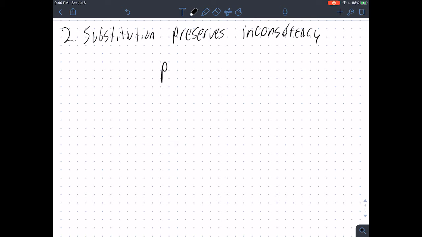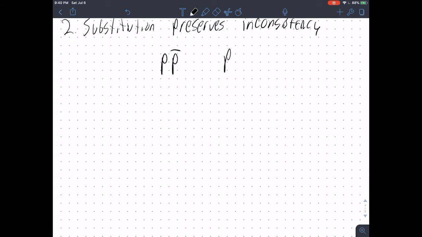So again, we have the schema P and not P, right? We know that's inconsistent. Again, if you don't trust me on that, do a truth value analysis. I promise you it is. So again, for P, we'll substitute in A and B again. So then we get A and B and not A and B, right? Actually, this is one of the few instances in which I think dot notation is actually ugly. So if you really wanted to do this for something like this, I don't think I'd care.